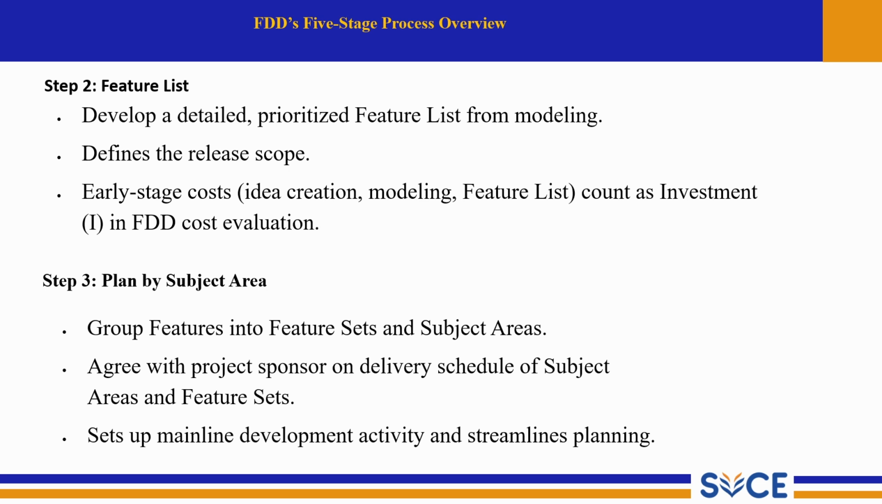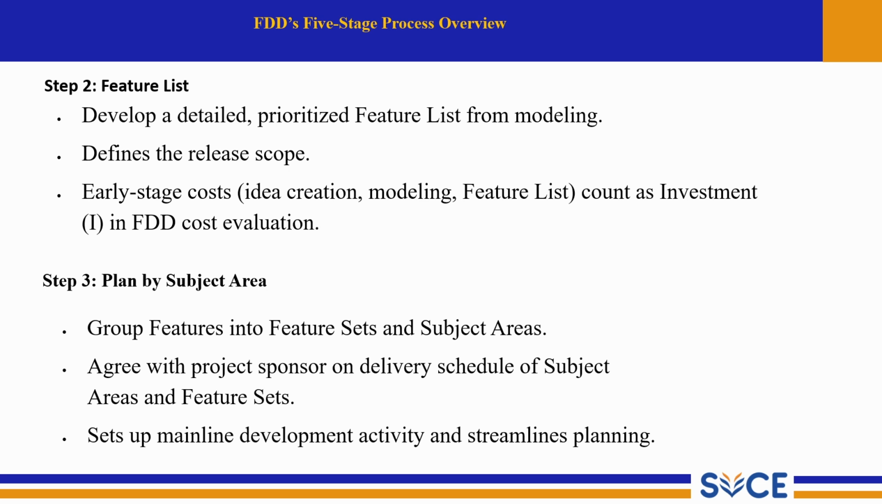Next we will move into step 3, plan by subject area. Group features into feature sets and subject area. This means related features are organized into logical groups, making planning easier and development more structured.